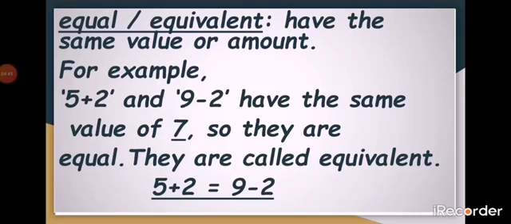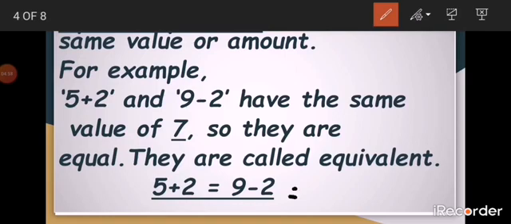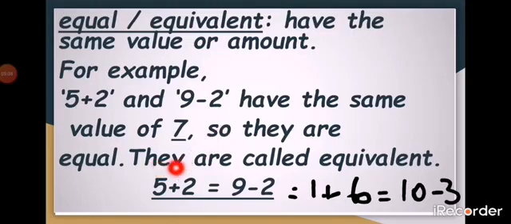So can you tell me any other calculation which has the answer 7? Yes, you can say 1 plus 6. Can you tell me any subtraction calculation? 10 minus 3. So you can make as many possible calculations as you can to get the answer 7, and you will write them in this form, and you have to put is equal to each time you write another calculation. But remember, they are equivalent only when they have the same value or answer.